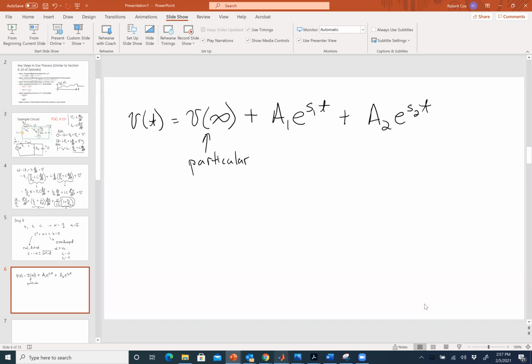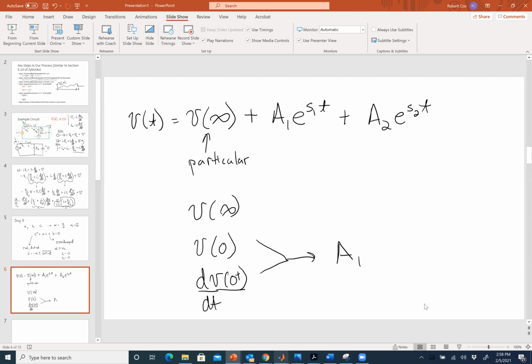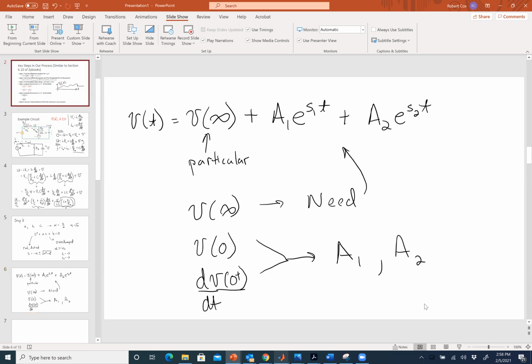So at this point, steps 3 and 4, I need to find V infinity. I need to find V of 0, and I need to find dV/dt of 0 plus. These help me get to my A1 and A2 values. And this one I just need because it's part of the solution. Okay. All right, so we're going to go through that.